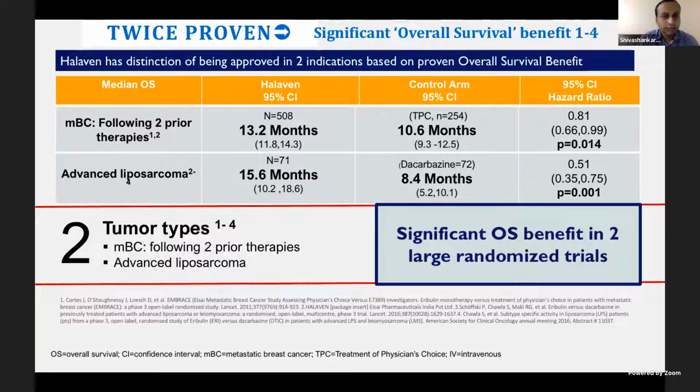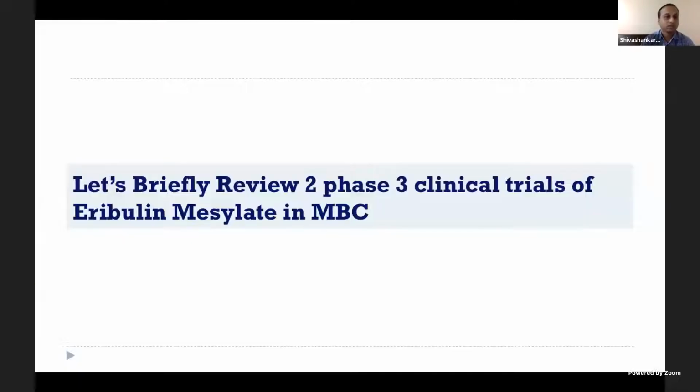So if you look at the metastatic breast cancer, the use of eribulin has improved the overall survival from 10.6 to 13.2 months with a hazard ratio of 0.81. And in advanced liposarcoma, it almost doubled from 8.4 months in the dacarbazine arm to 15.6 months with eribulin. So it has shown a significant overall survival benefit in randomized trials across these two indications.